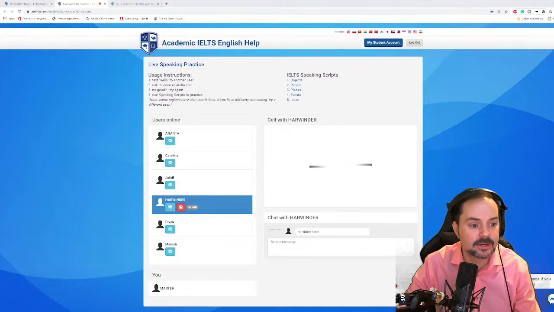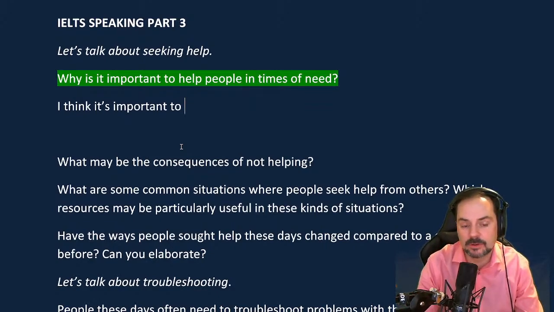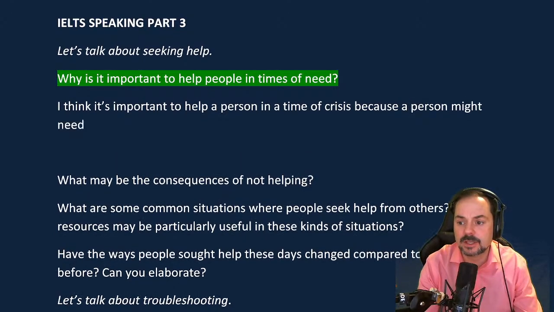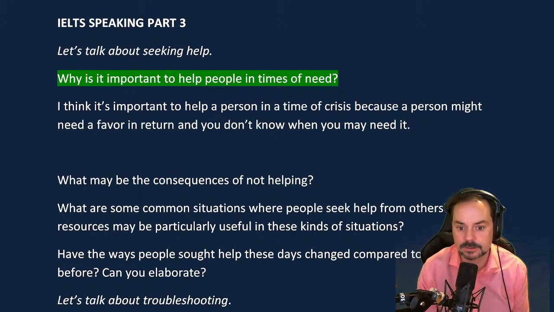We're going to jump back here to the lesson. So I'm going to repeat what you just said, more or less. I think it's important to help a person in a time of crisis because a person might need a favor in return and you don't know when you may need it, or when he may need it. I think it was something like that. Is that correct, Harwinder? Yes, sir.